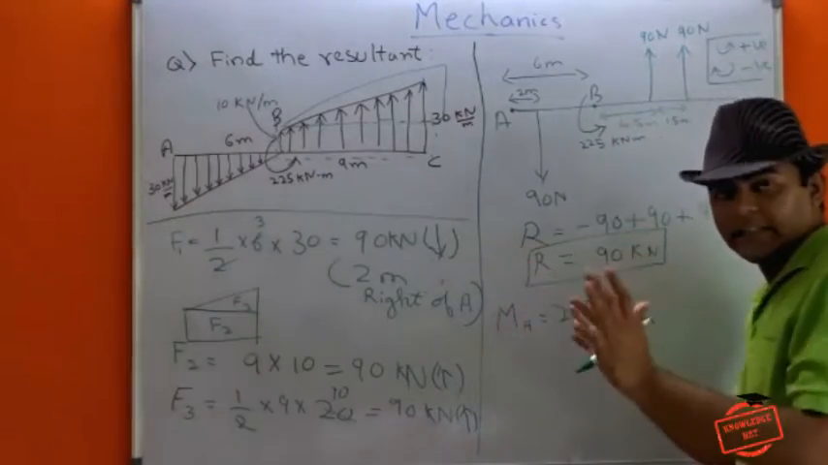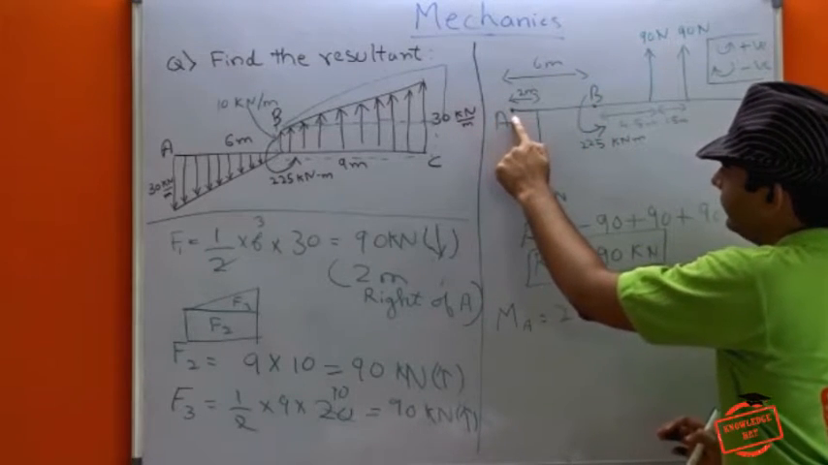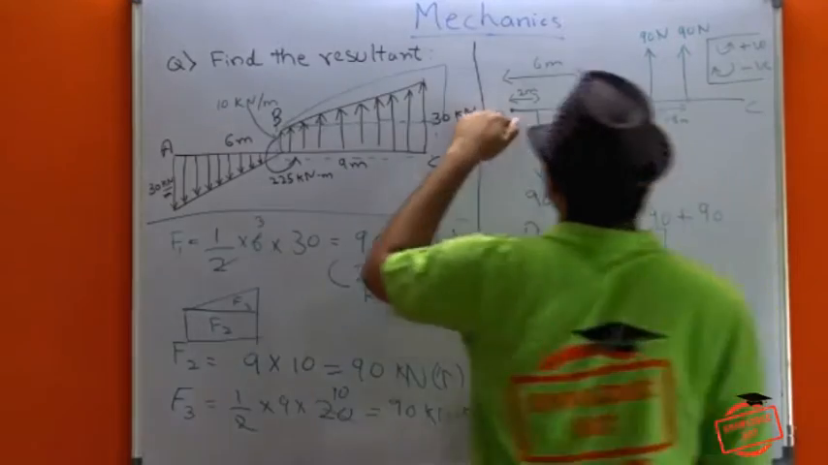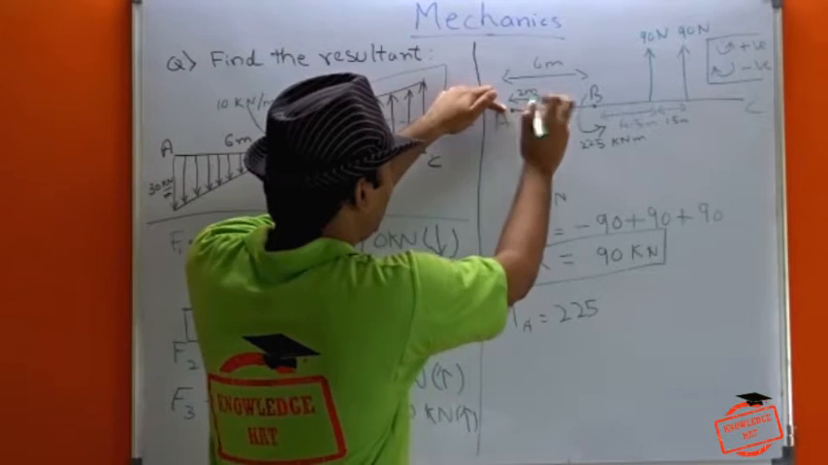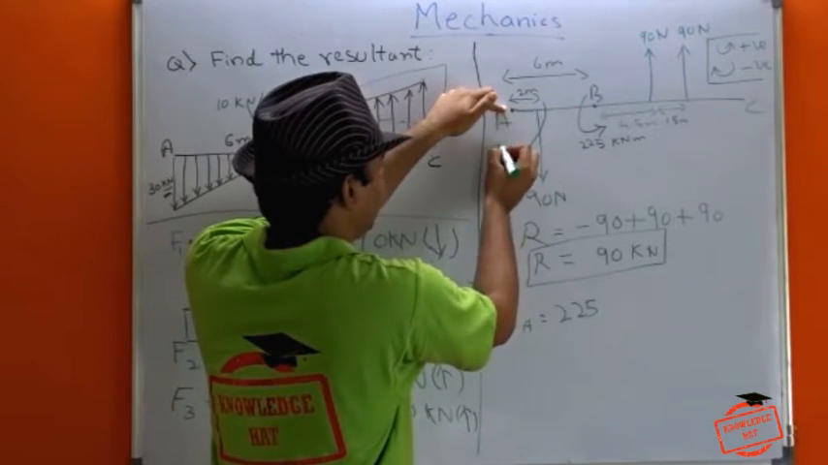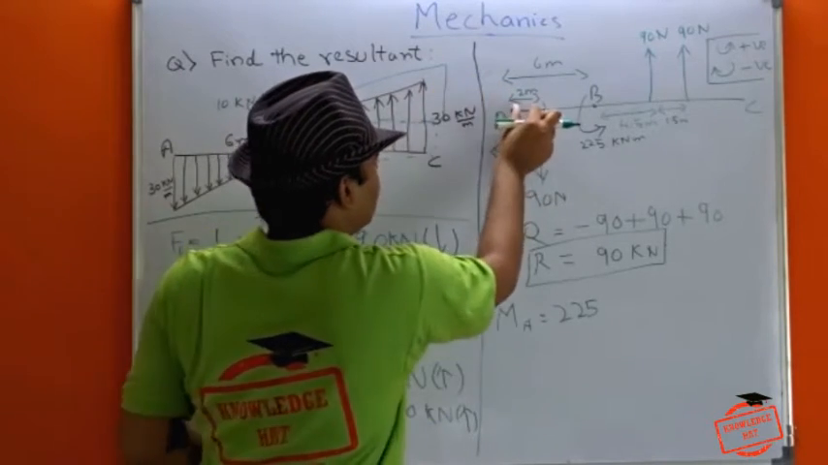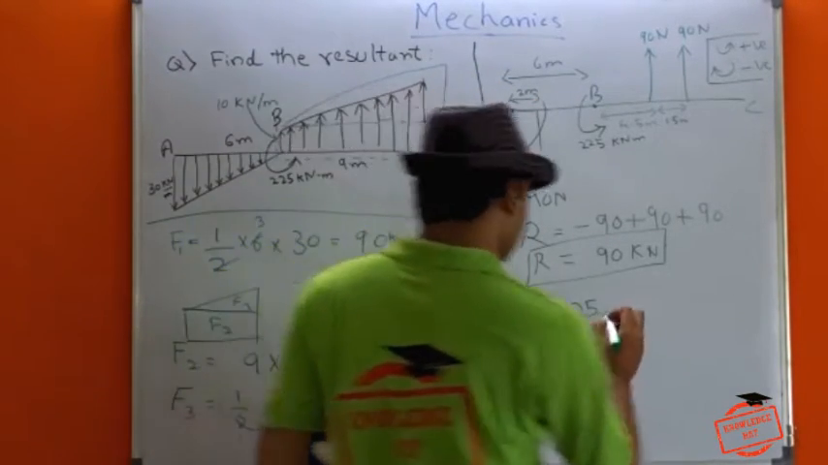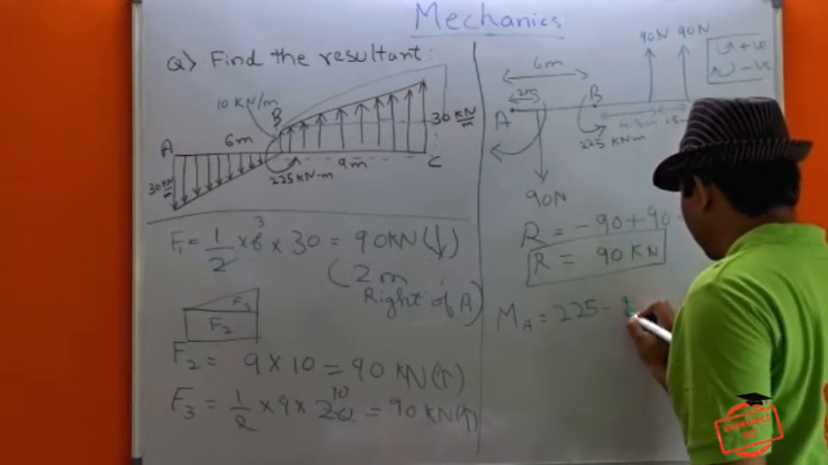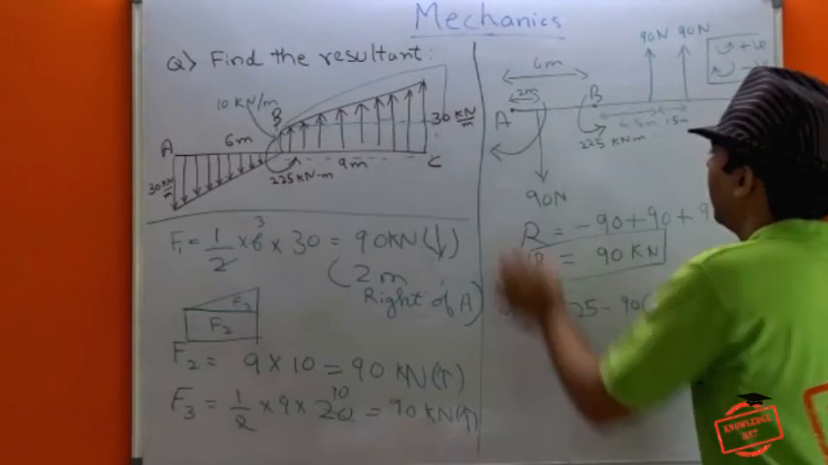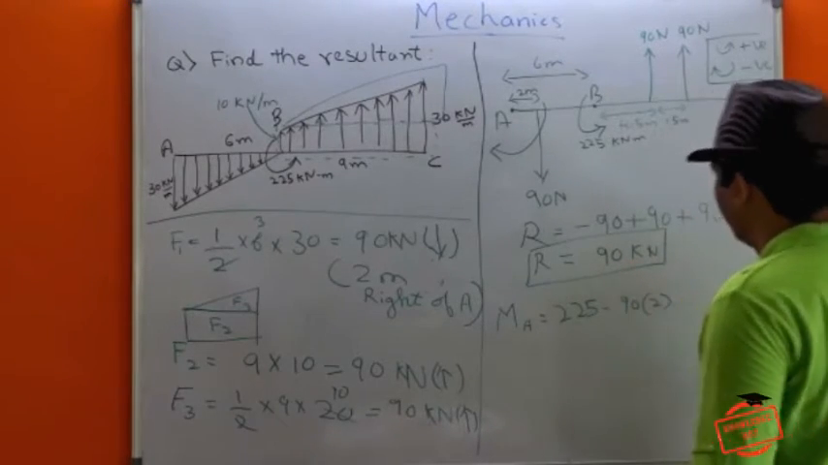Now we are finding the overall moment of the system about the point A. If we consider this force acting at a distance of 2 meters from A, with respect to A, it will cause a motion in this direction, which is clockwise. So this will give us a moment of minus 90 at a distance of 2 meters. We will not mention the units here, so we will say 2.